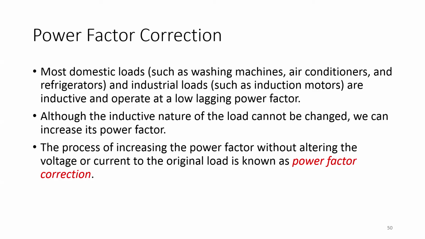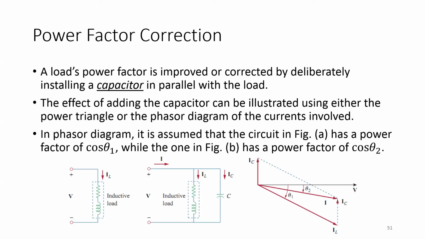This whole phenomenon of correcting or improving the power factor of our load is called power factor correction. What we actually see is that the load's power factor is usually lagging in case of inductive loads. Like we can see in this circuit, the part on the left side has an inductive element along with some resistive portion, and the current IL flows through it.